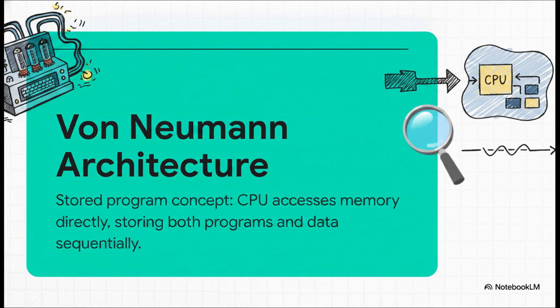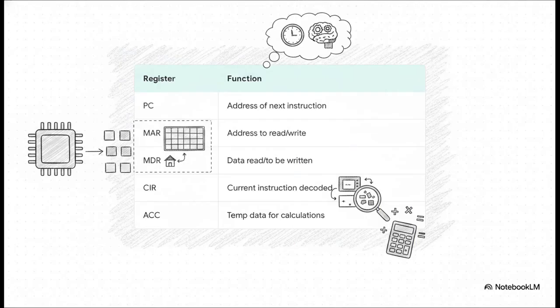John von Neumann changed the game with the concept of the stored program computer. It introduced a CPU that accesses memory directly, storing both the programs and the data together, and then executing instructions in a logical sequential order. It was a total game changer. Now, inside that CPU, we have these things called registers. Think of registers as the CPU's highly organized, extremely fast short-term memory.